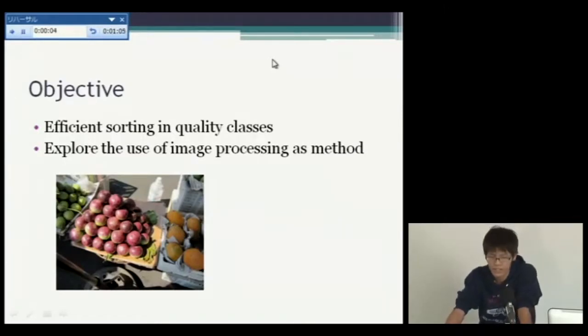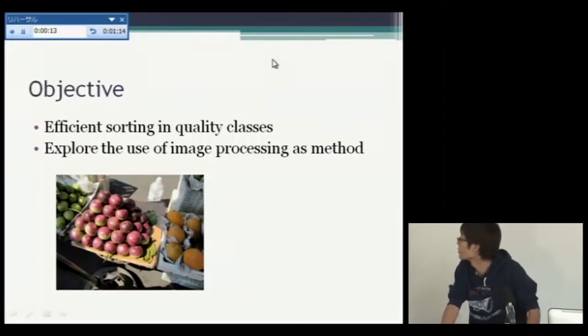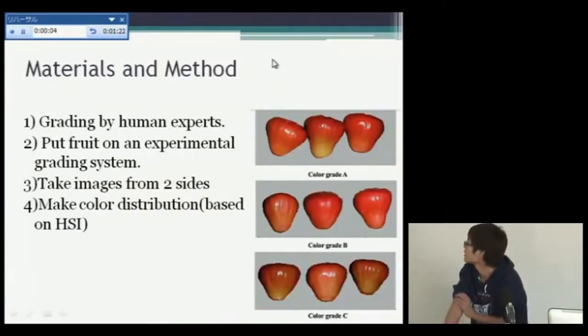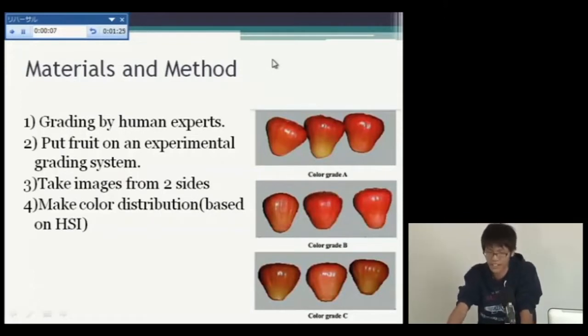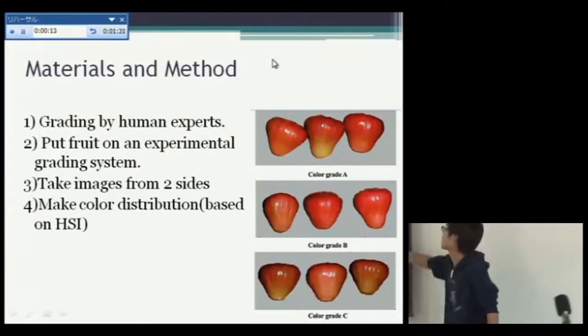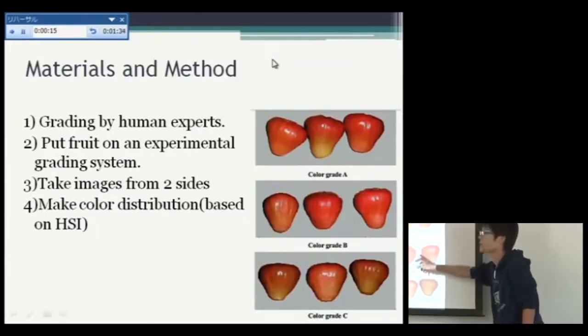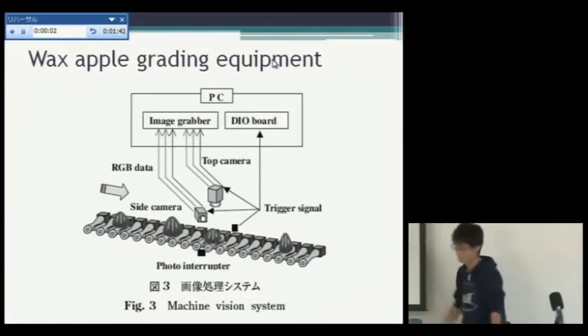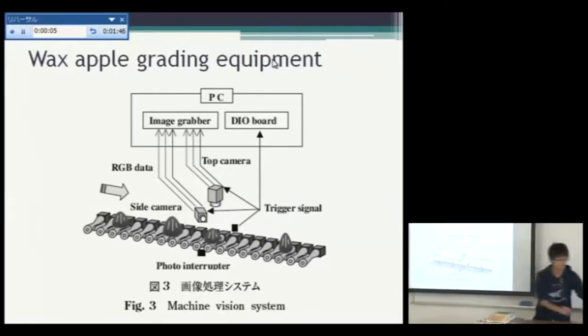Objective: efficient sorting into quality classes, and explore the use of image processing as a method. It is very common in grading of something. And this is material and methods. First, grading by human experts into A, B, C. A is very bad, C is very good, and B is in the middle. And second, put fruits on the experimental grading system. This is the grading system. Put all fruits.